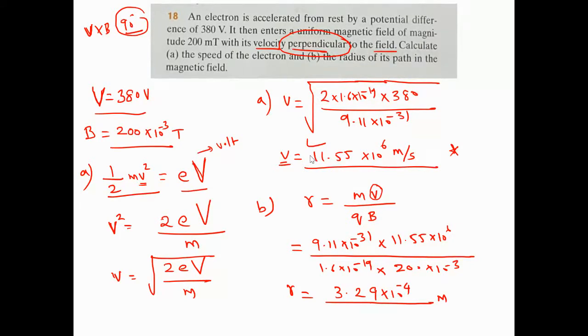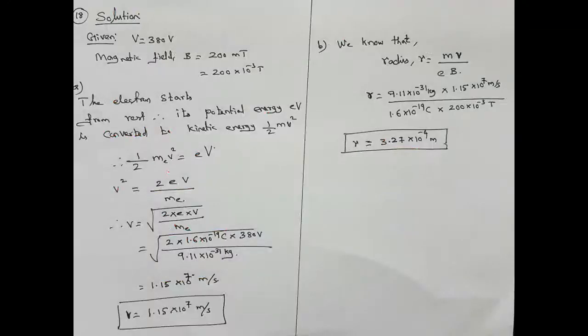Which equation? This equation. For example, by using the speed, we find the radius, am I right or not? If you want to cross check your answer, after you find the radius, substitute your radius value and rearrange this equation in terms of the speed, and you will get the same answer as this.